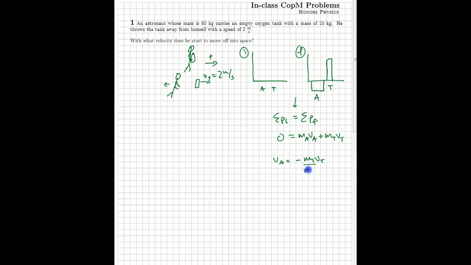The negative here tells us that the astronaut moves in the opposite direction that the tank did, which is good. That's what we saw up there. Alright. So it'll be negative 0.25 meters per second, which is to the left if the tank went to the right.